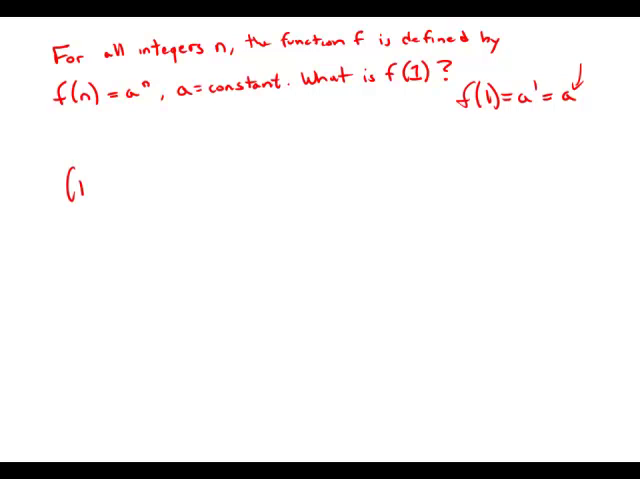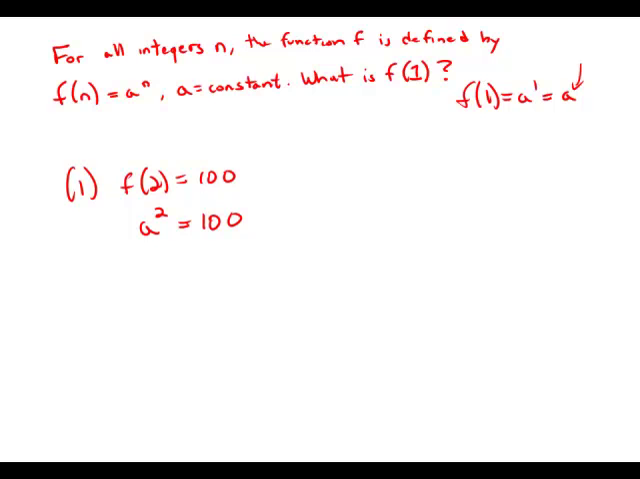So we're told in statement number 1 that f of 2 equals 100. Well, what that means is that a to the power of 2 equals 100. Well, could we find a if we know that a squared is 100? Now, naively, you might say a, of course, has to be 10. But we have to be very careful here.